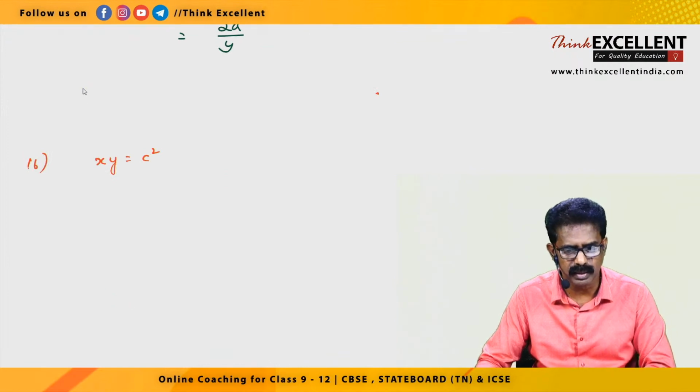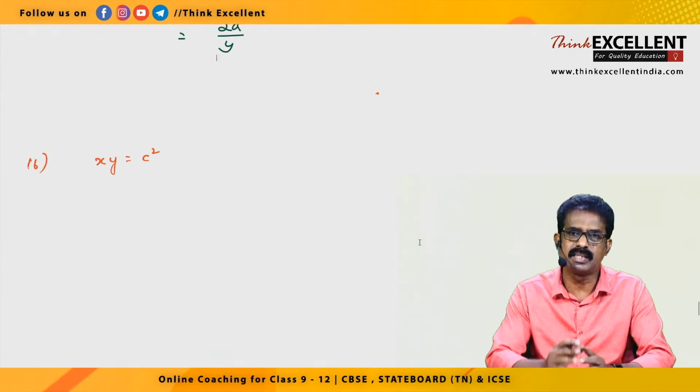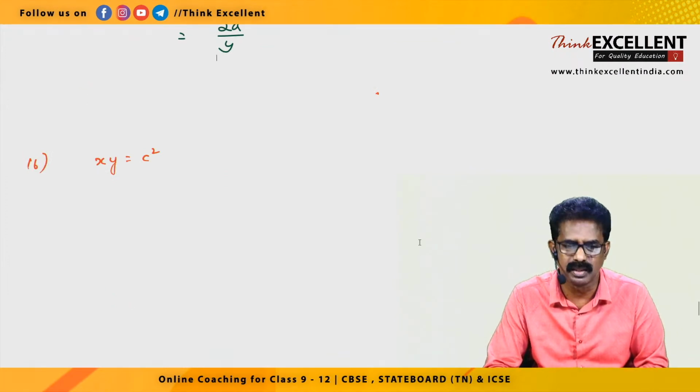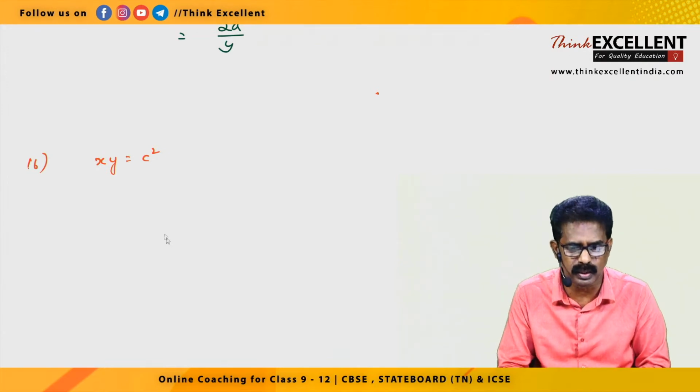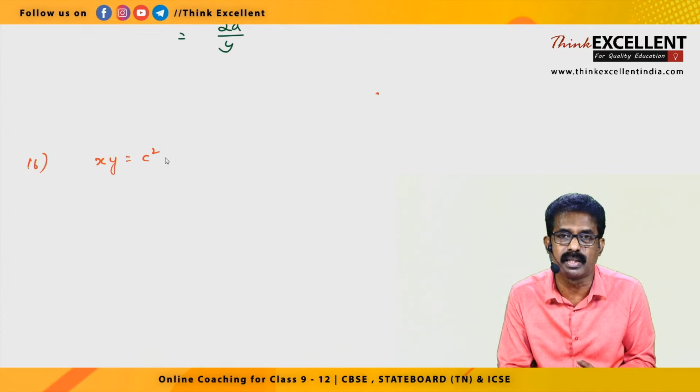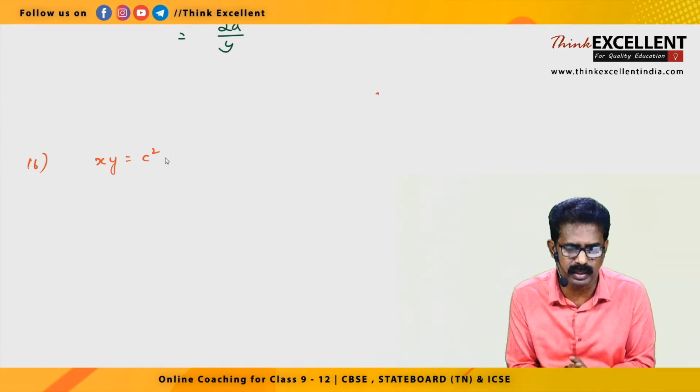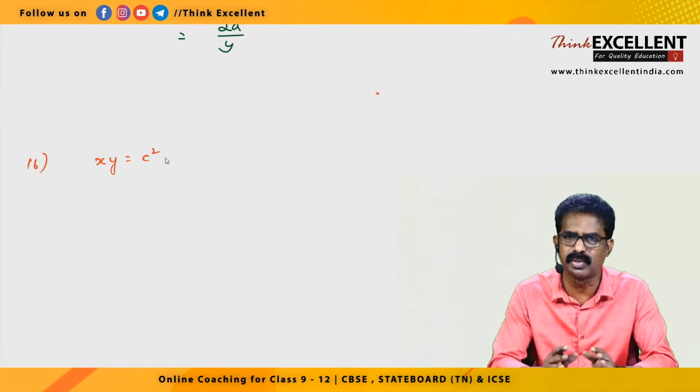சரி, அடுத்த கொஸ்டின் பாரு. xy equal to c square. இதெல்லாம் உங்களுக்கு ஃபெமிலியர் கர்வ் தான். The first one y square 4x is an equation of parabola, right? 12th standard students, you know that. xy equal to c square, இது ஒரு rectangular hyperbola ன்னு சொல்லுவோம். சரி, so we are not bothered about that.